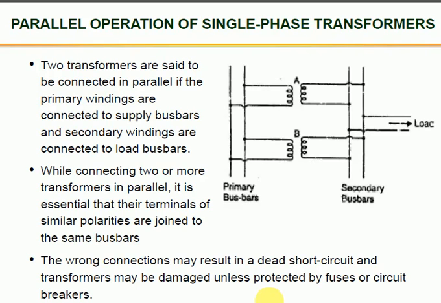Two transformers are said to be connected in parallel if the primary windings are connected to the supply bus bar and the secondary windings are connected to the load. While connecting two or more transformers in parallel, it is essential that their terminals of similar polarity are joined to the same bus bar. The wrong connection may result in a dead short circuit, and the transformer may be damaged unless protected by a fuse or circuit breaker.